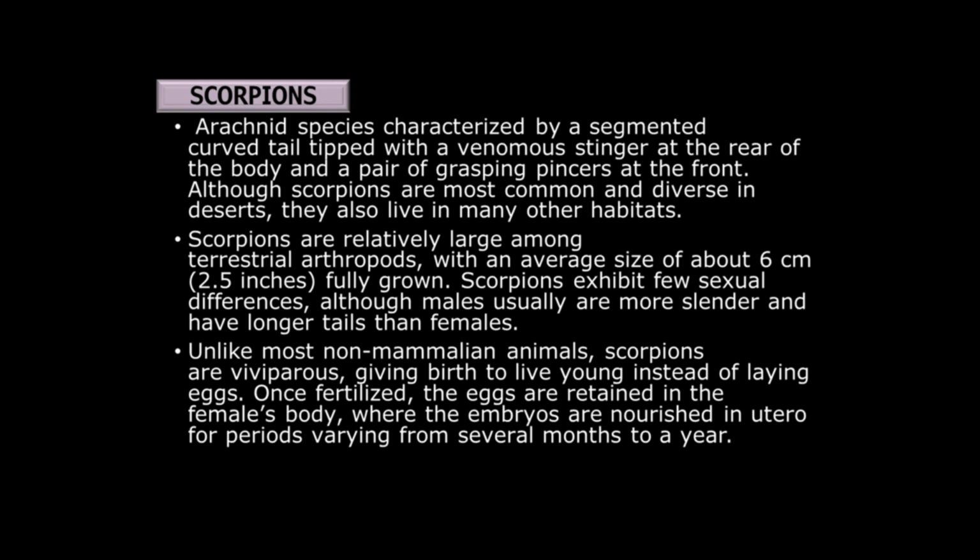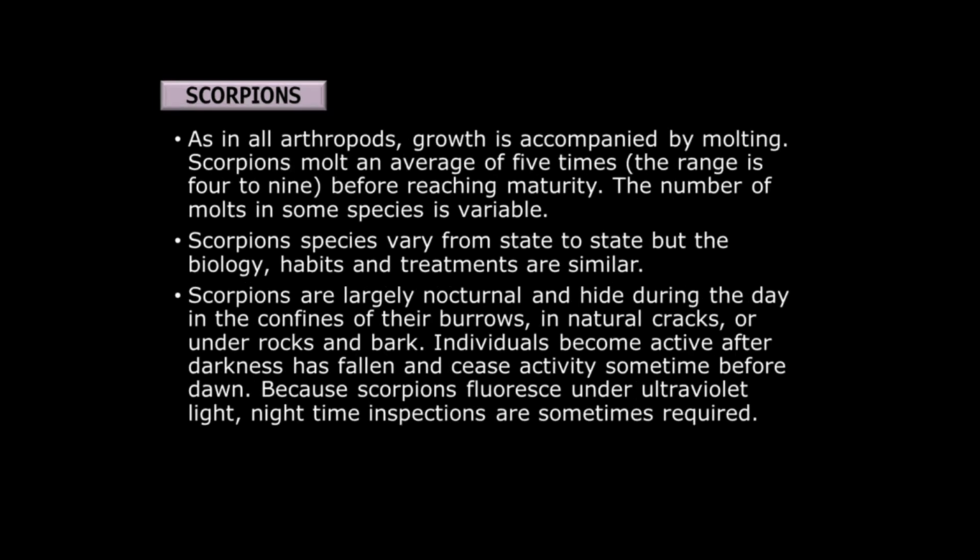Unlike most non-mammalian animals, scorpions are viviparous, giving birth to live young instead of laying eggs. Once fertilized, the eggs are retained in the female's body, where the embryos are nourished in utero for periods varying from several months to a year.